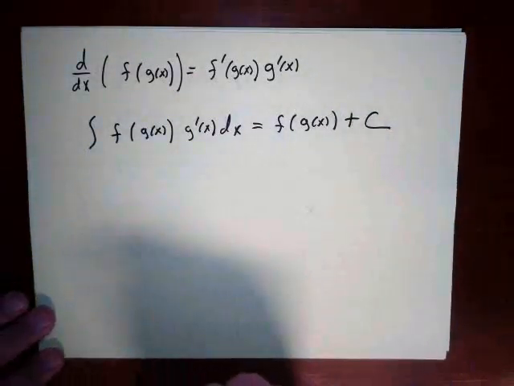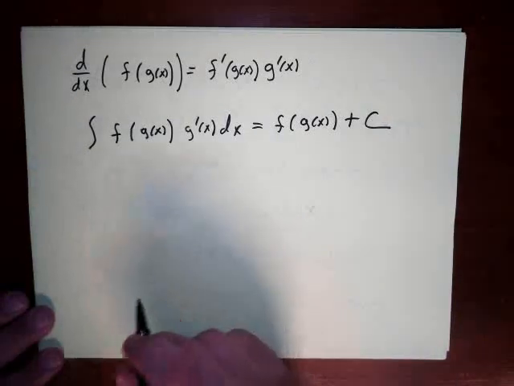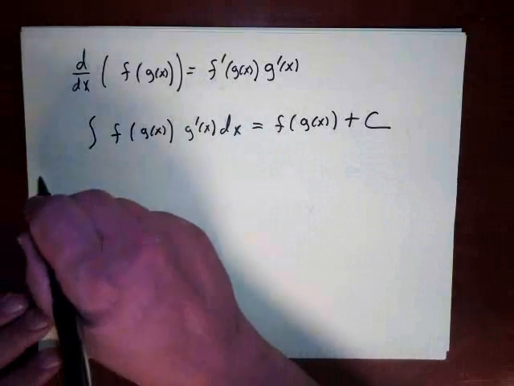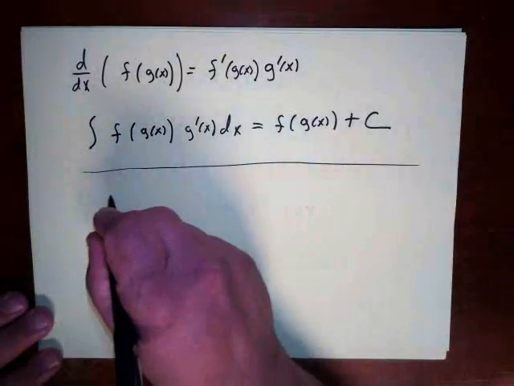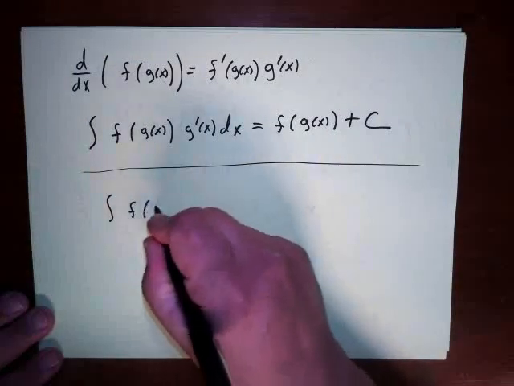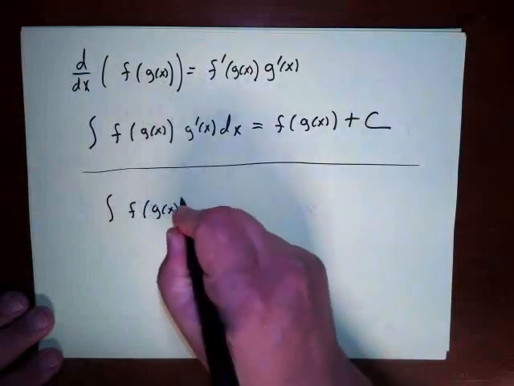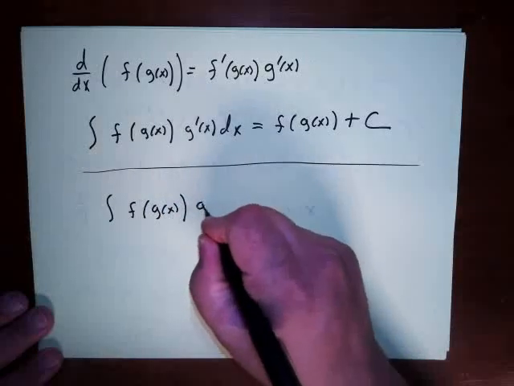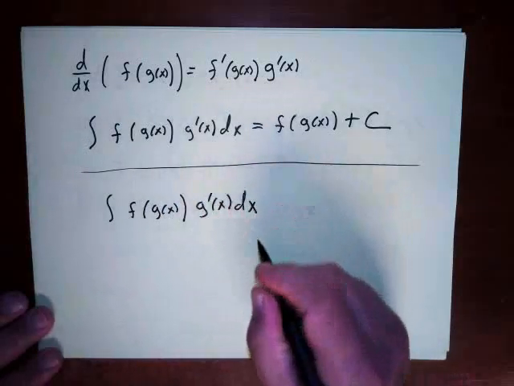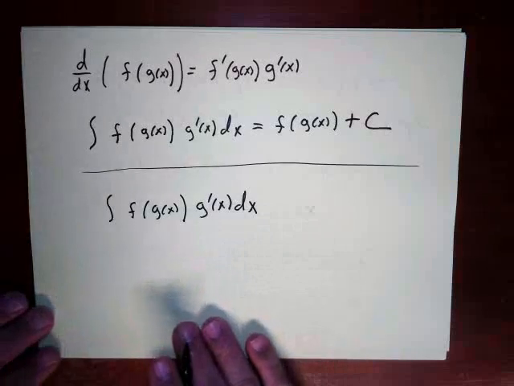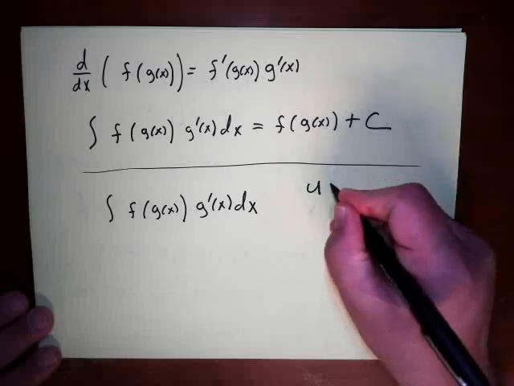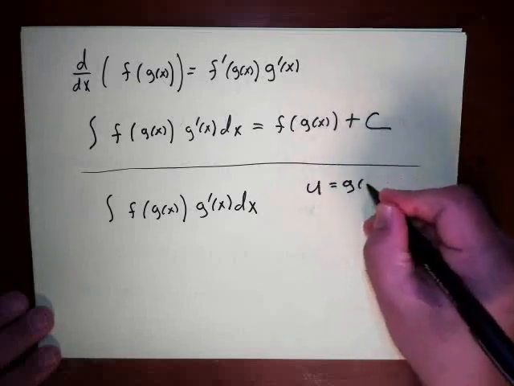Now let me show you a way of looking at this, because this is basically what the substitution method is. But let's say I have this integral, and I have the derivative hanging out on the outside with respect to x. Here's the idea. What I'm going to do is I'm going to let u equal the inside function.